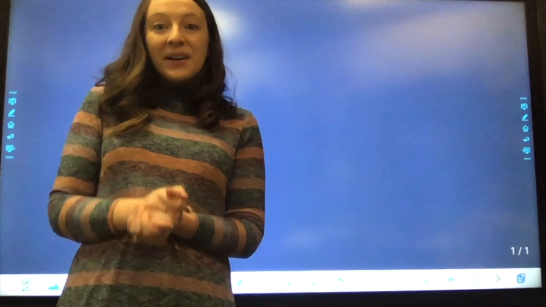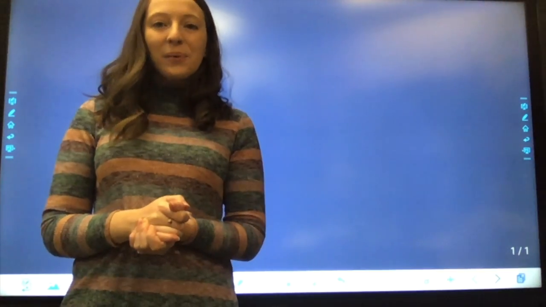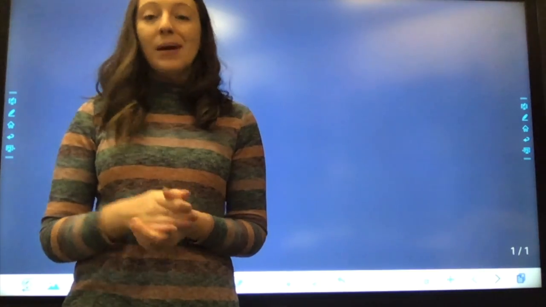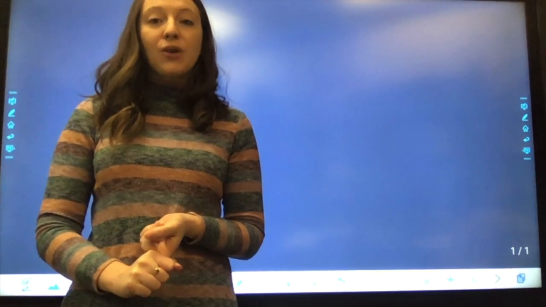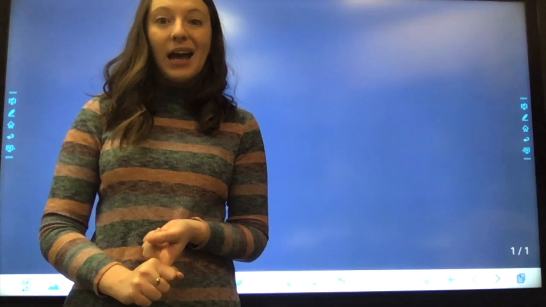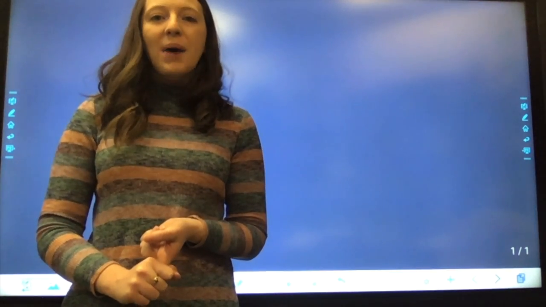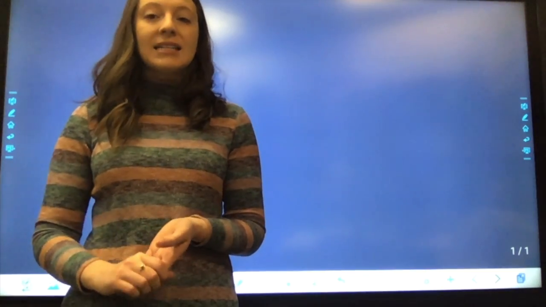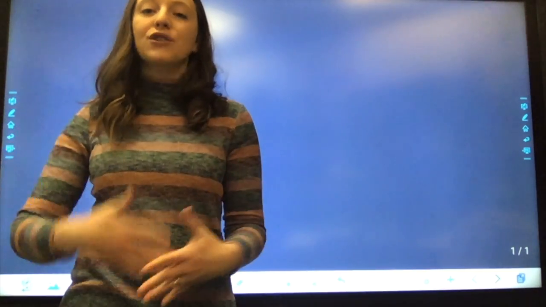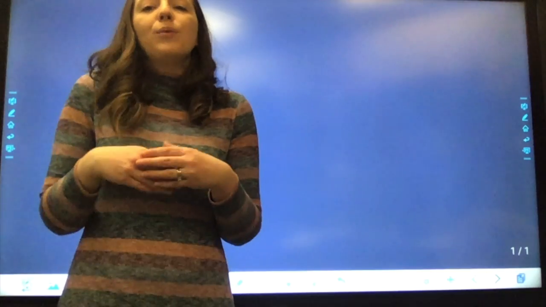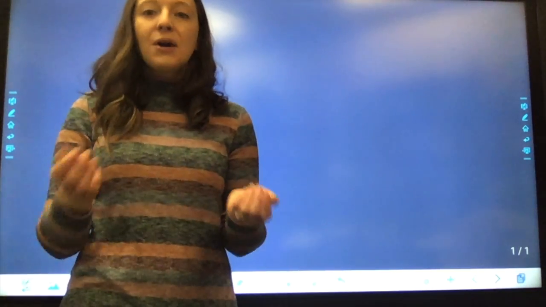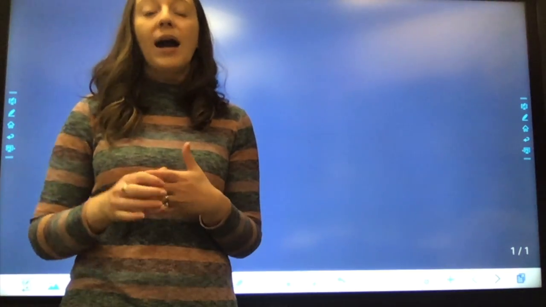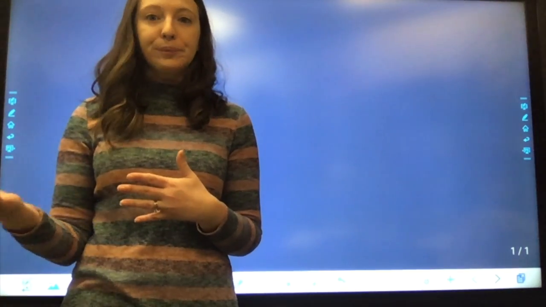We have a word of the day today. Our word is predict. We predict a lot. We might predict in math when we're trying to make a best estimate for a number. We might predict the weather, and we predict a lot when we read to make an educated guess of what's going to happen next. When we predict, we don't just guess. We actually have clues that help support why we think something is going to happen.